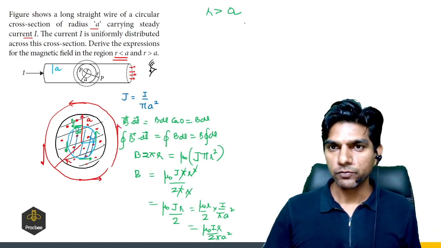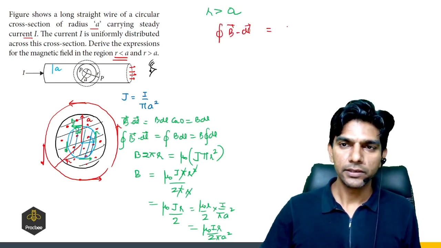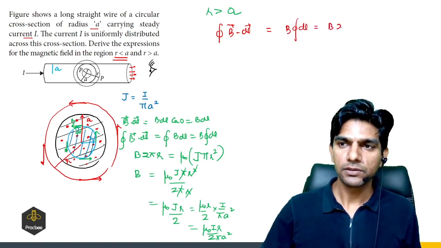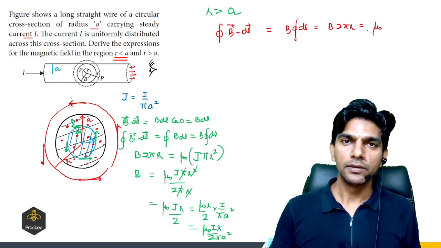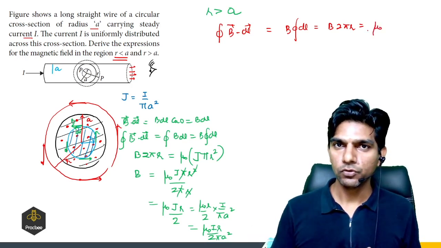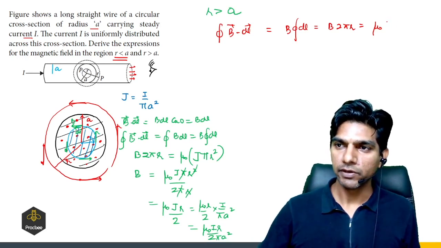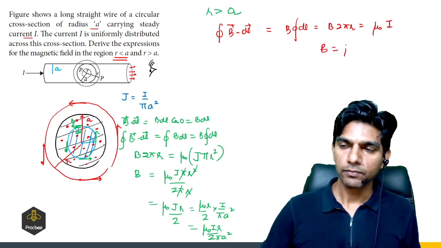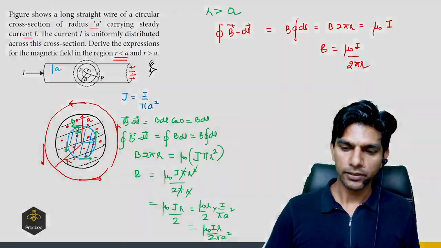And by doing the same working, integral B dot dl can be written as B integral dl, which will be B times 2 pi r. And the right hand side will be mu naught times the current which is piercing the loop, and in this case the entire wire is piercing, so we can say the current piercing will be I. So B will be mu naught I upon 2 pi r, right? So that is the answer of the second part, right?